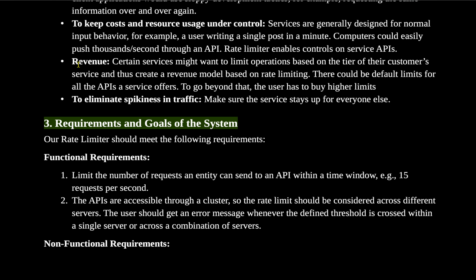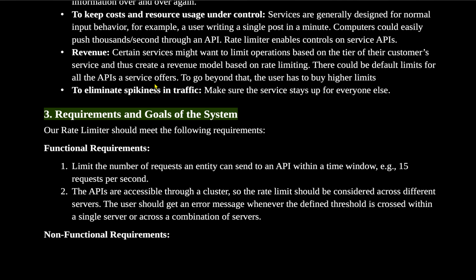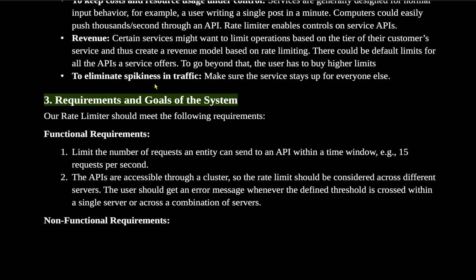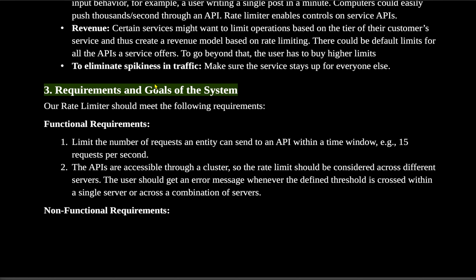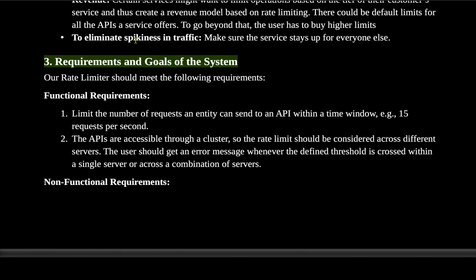Also, revenue kicks in. Certain services might want to limit operations based on the tier of their customer, and thus create a revenue model based on rate limiting. There could be default limits for all the API service offers. To get beyond that, the user has to buy higher limits, and again, to eliminate spikiness in traffic, we make sure the service stays up for everyone else. Spikiness in traffic is burst traffic, which we often see when there is a flash sale. There is a bunch of traffic, and you don't want to miss those.